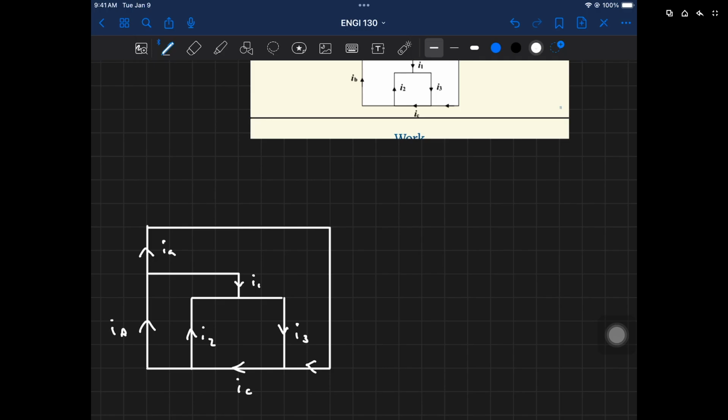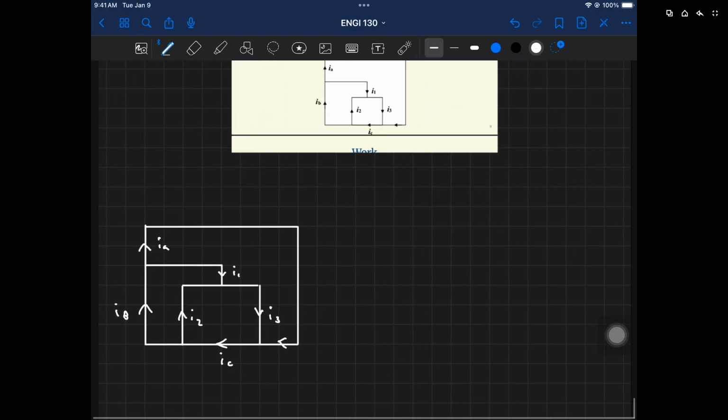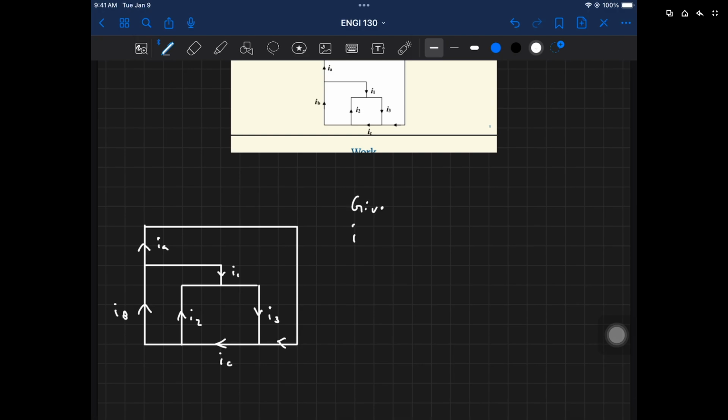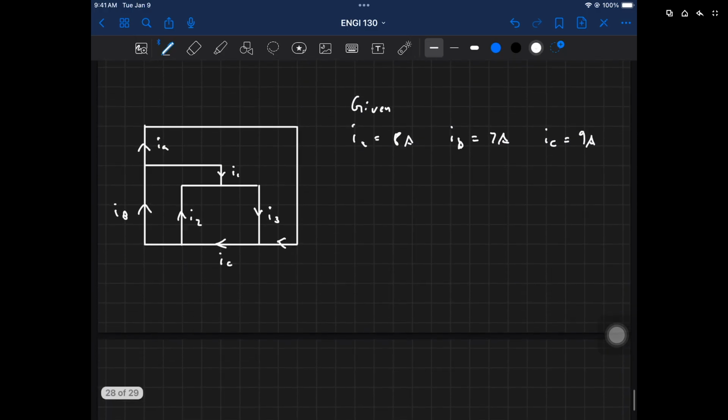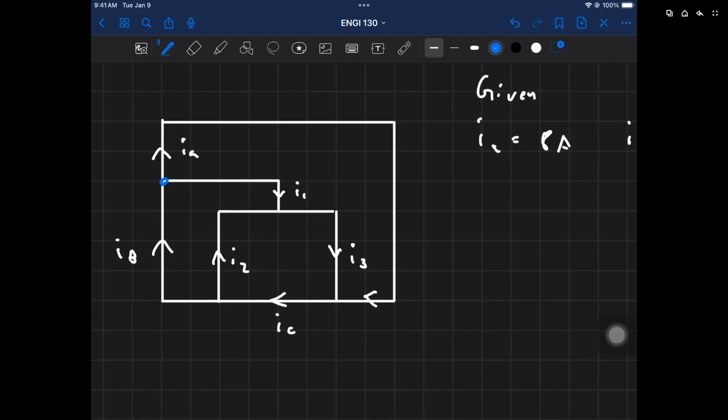Have one like this. And we have these two that connect down. Alright, so now that we've drawn out the circuit and we have our givens, IA is equal to 8 amps, IB is equal to 7 amps, and IC is equal to 9 amps, we can begin. So let's label some nodes. We have node A, node B, node C, and node D. And basically these nodes are all just junctions, right? So a node is a junction.